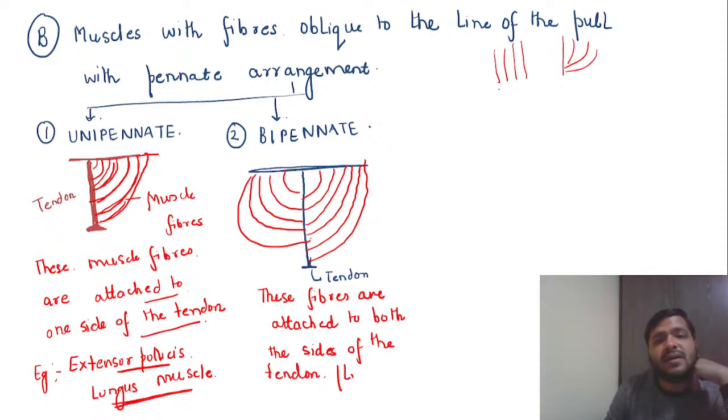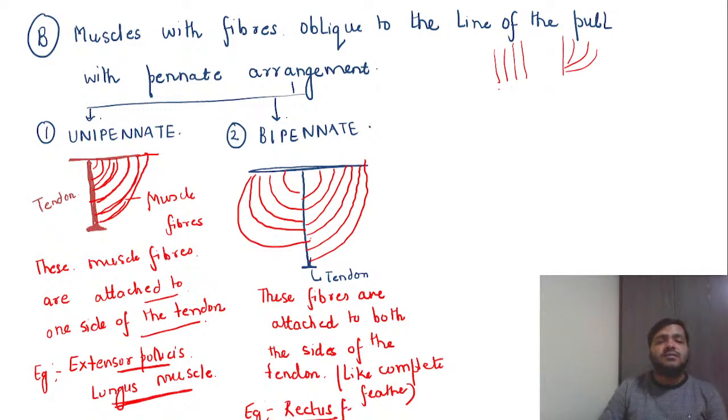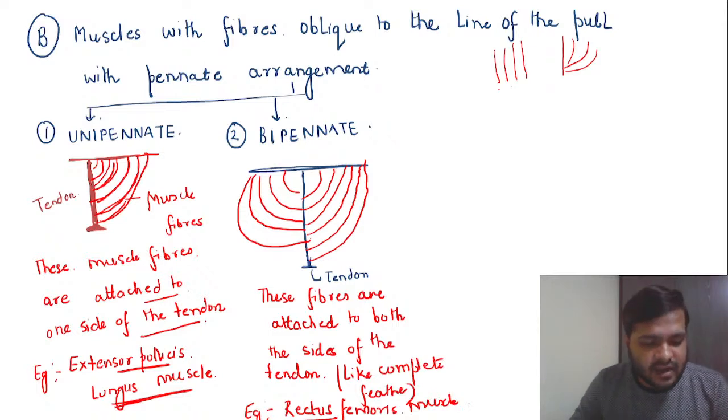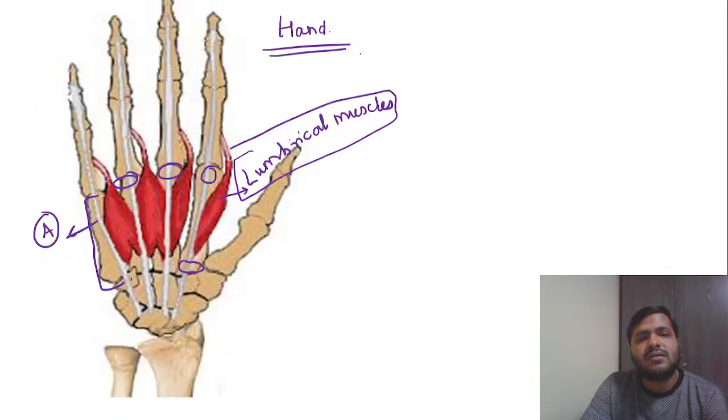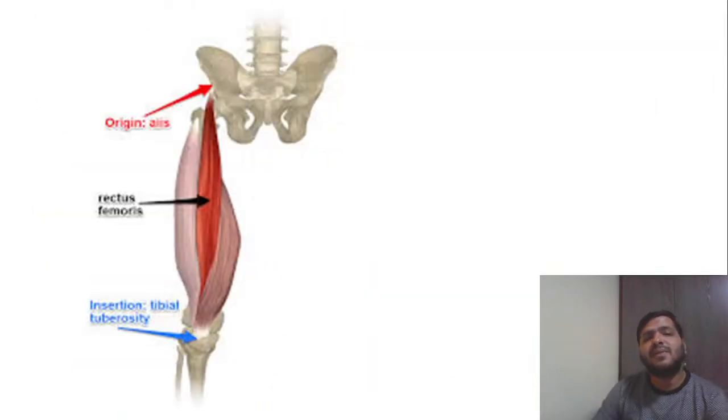It is like a complete feather. And as an example, just remember the rectus. Rectus means straight or flat. The rectus femoris muscle is the one you have to get in touch with. It is also a muscle of the thigh, extending from the hip joint over the femur bone.